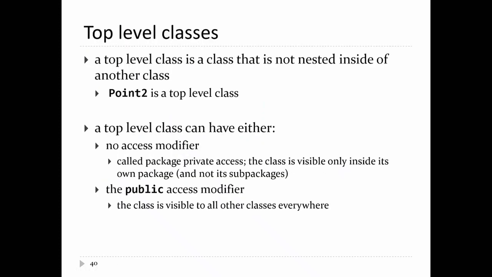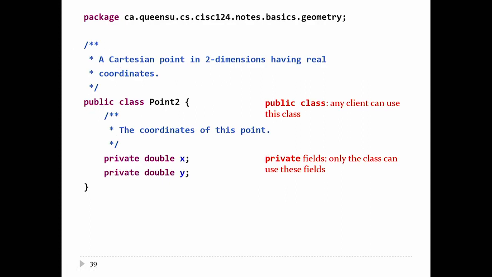Okay, so that class Point2 is what's called a top-level class. So it's a class that's not inside of another class. Every top-level class is allowed to have an access modifier. And that modifier can be either no access modifier, or it can be public. So in other words, that's either public or it's nothing for a top-level class.